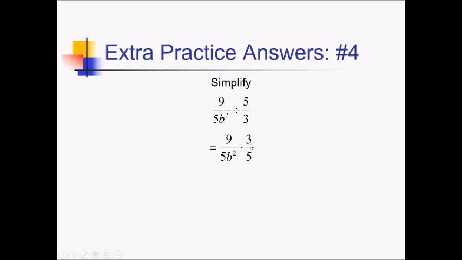9 times 3 is 27. And 5b squared times 5 is 25b squared. And double check real quick. Yep, still nothing else we can do, so this is done.